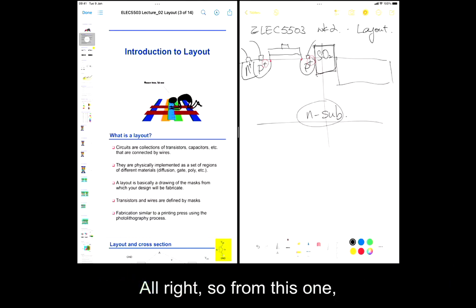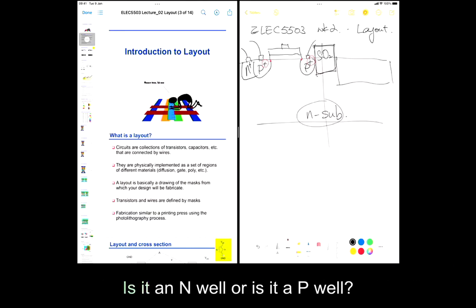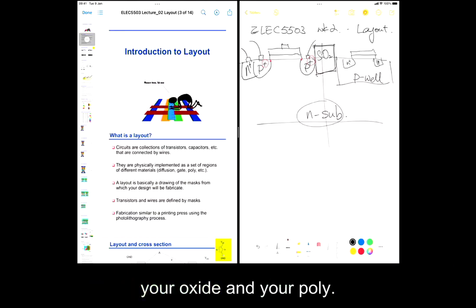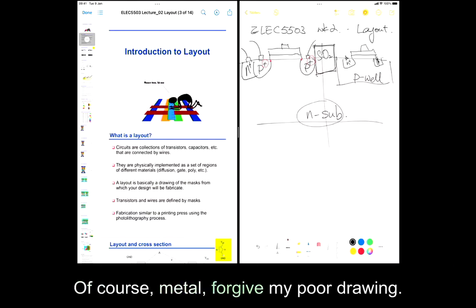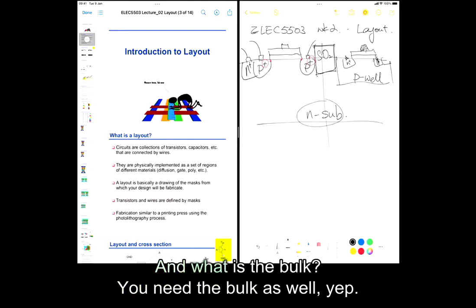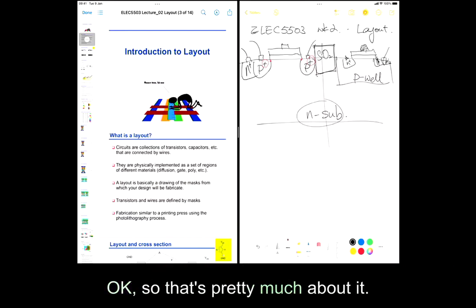All right. So from this one, I'm trying to draw my NMOS. And what well is it? Is it an N well or is it a P well? Yep, it's a P well. So it's not just P, it's a P well. And again, I have your N+, your oxide and your poly, of course metal, forgive my poor drawing. Is that it? You need the bulk as well. And what is the bulk? What should I put in? P+, yes, that's right. Okay, so that's pretty much about it.